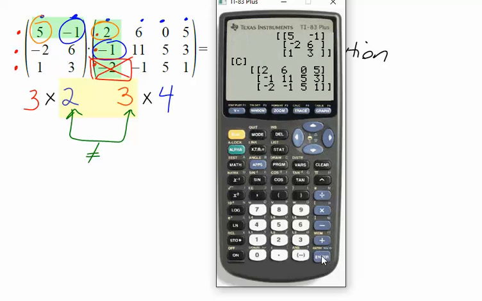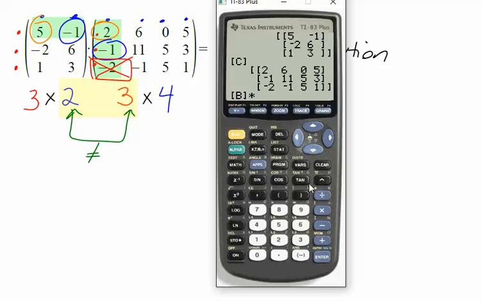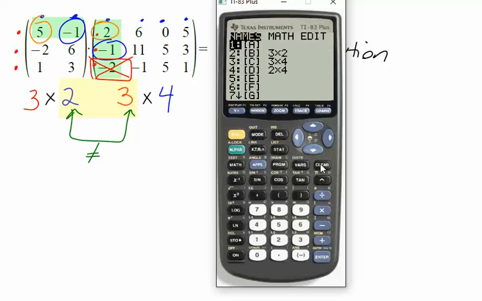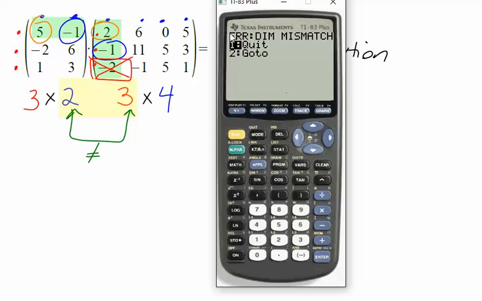I always like to double check and make sure that I have the correct numbers. To show that they cannot be multiplied, I could simply take and get the name of matrix B, hit times, and then go and get the name of matrix C, and notice it says error, dimension mismatch, meaning that the dimensions are not appropriate for the multiplication to be performed. In that scenario, the matrices cannot be multiplied.